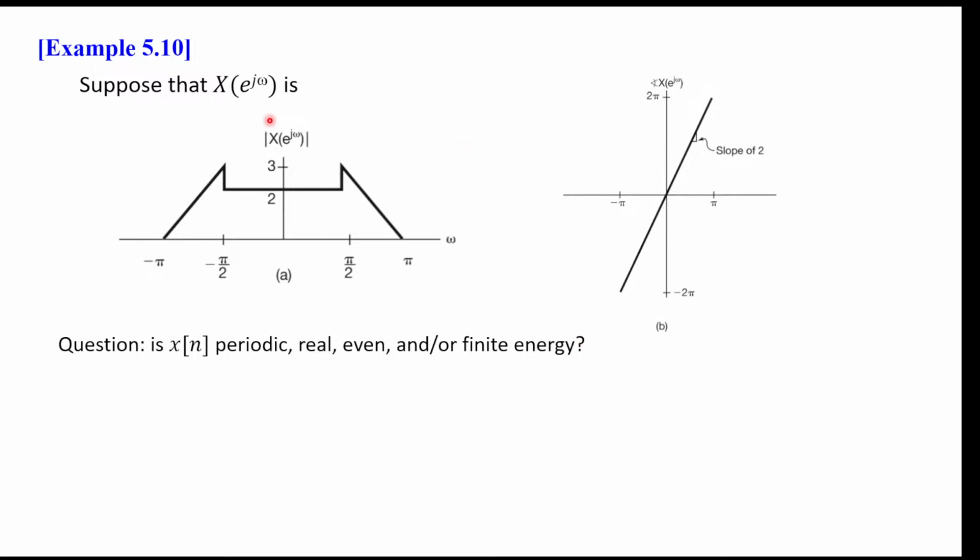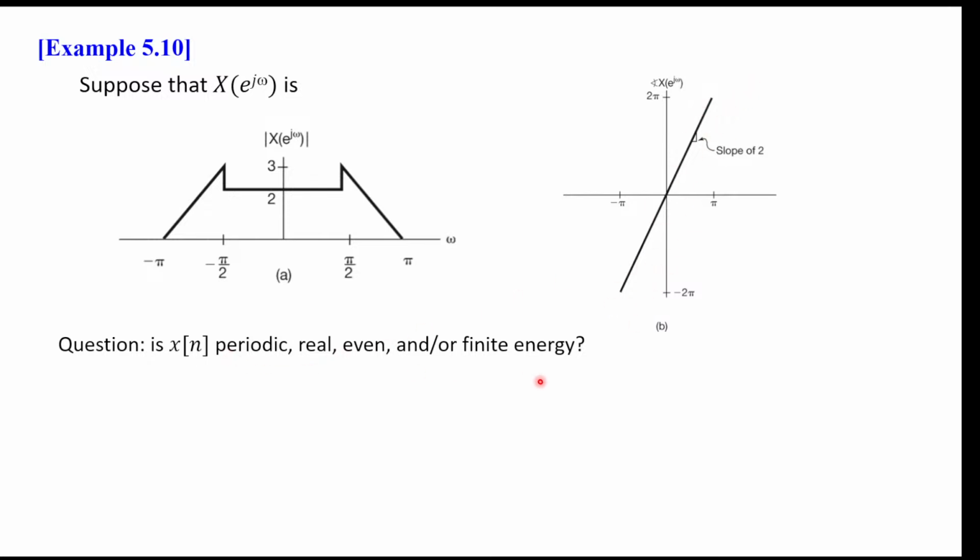So we have the Fourier spectrum of some signal. Here its amplitude looks like this, and its angle looks like this, and we plot it between -pi and pi. Again, it should be a periodic signal, so outside of -pi and pi, it should just repeat itself. Its amplitude has a funny shape, and its angle is just a straight line with slope 2.